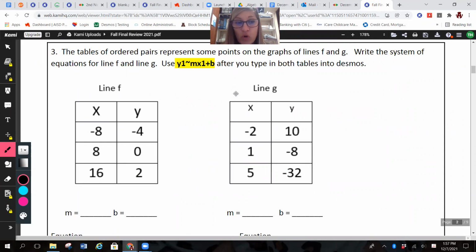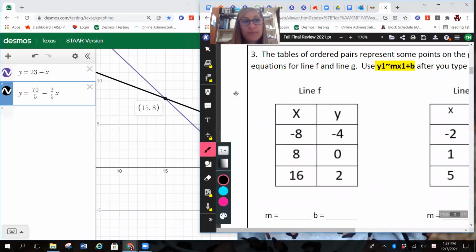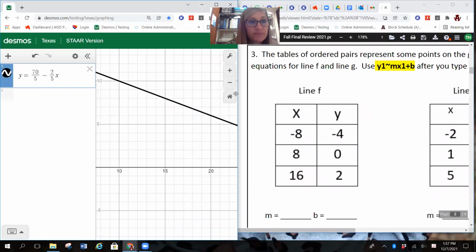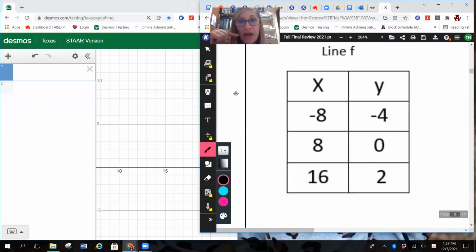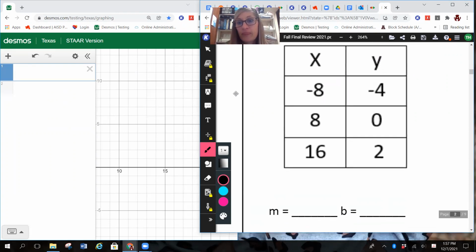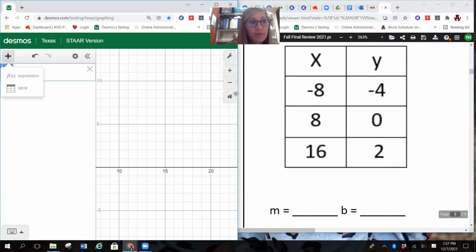So this is straightforward. We're going to go ahead, clear out Desmos. Again, follow along with me so you can practice the skill for the actual final. So we're going to add a table. We're going to use the numbers -8 followed by -4. We're going to use the numbers 8 and 0. We're also going to use the numbers 16 and 2.